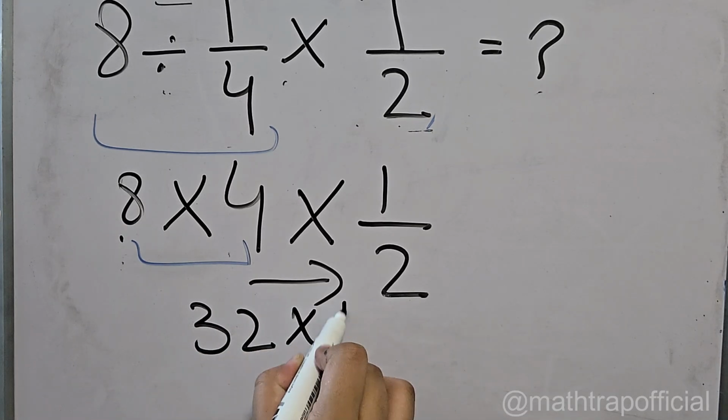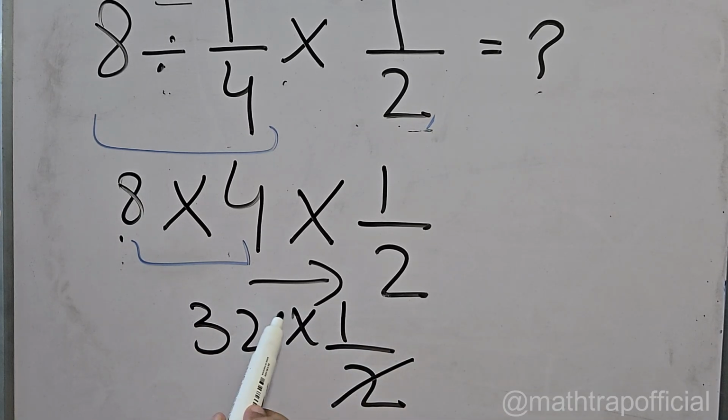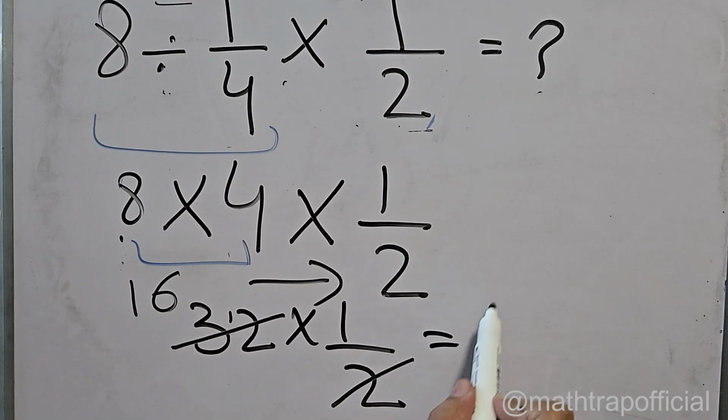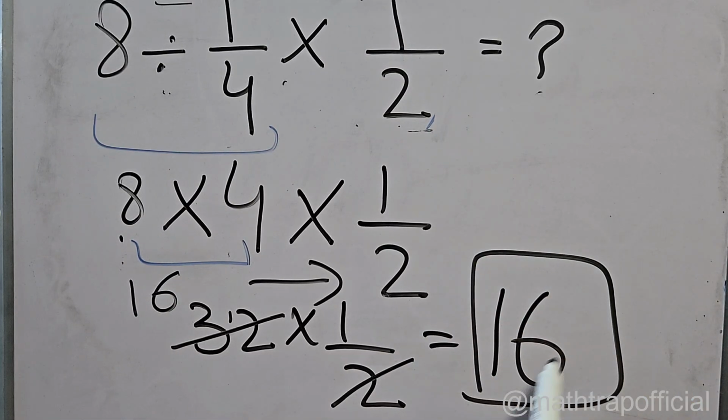Now 2 will be cross cut to 1 times 2, and then 32 to 16 times 2, which comes to 16. Yes, our answer is 16.